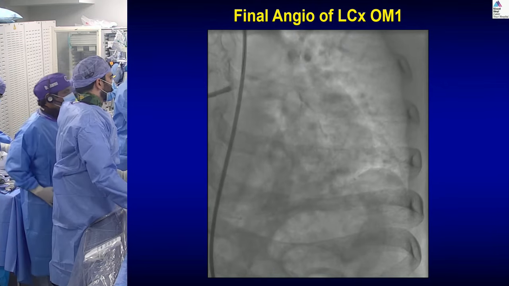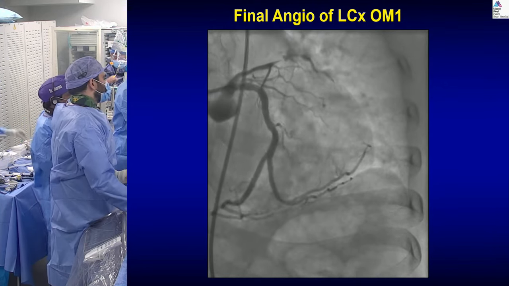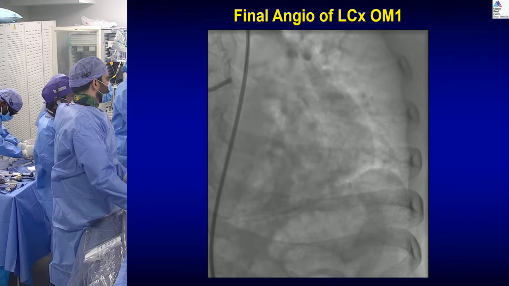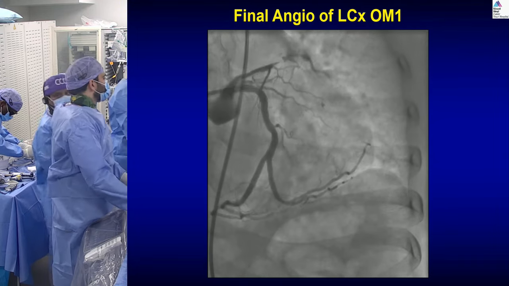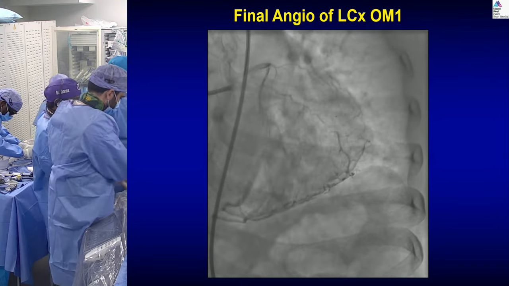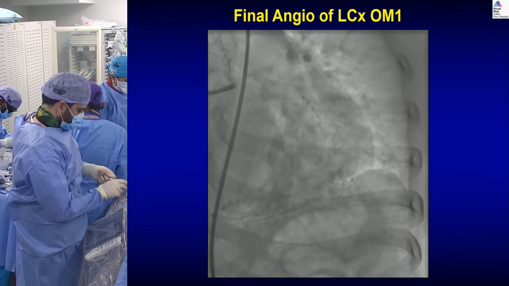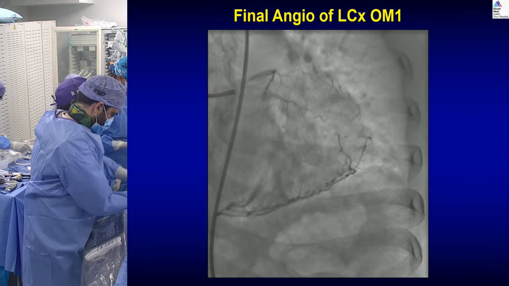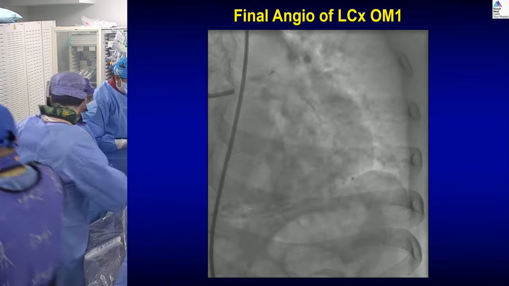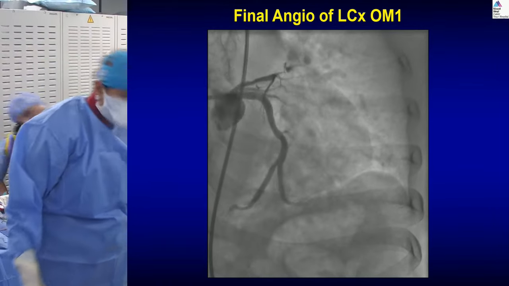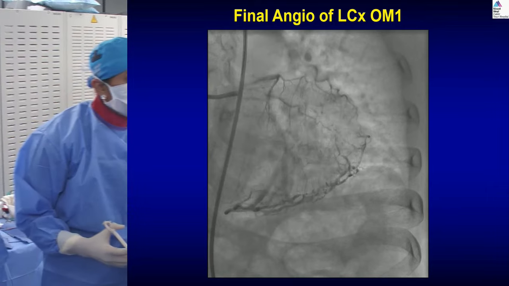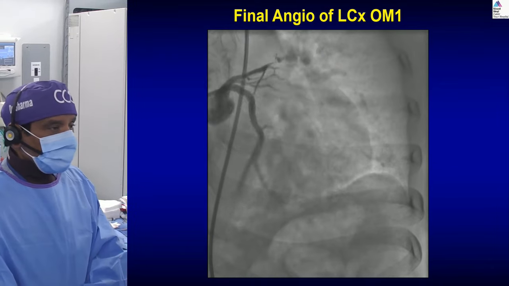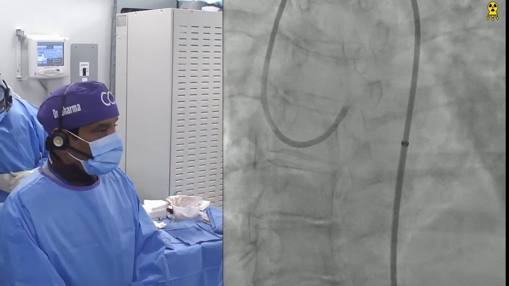Now we tried the VL guides, but the VL guide didn't fit in. It kept going into the circumflex, even the shorter one. So now we are with the FCL 3.5. I used to like FCL quite a bit, but over time we learned that the VL really gives good support. I'm still a big fan of FCL, but not too many people use it. Even in my lab, fellows are concerned, as it requires a little manipulation of the catheter to engage.